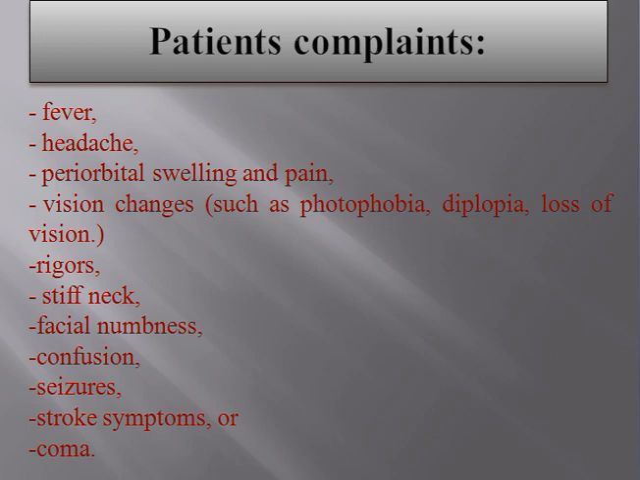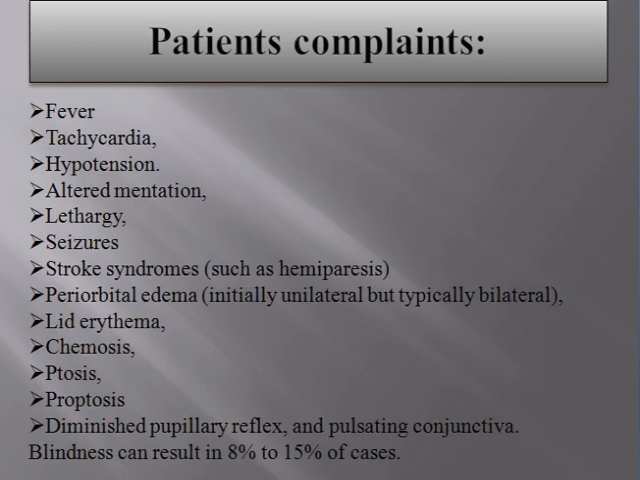Vital signs may reveal fever, sometimes in a picket fence pattern characteristic of septic thrombophlebitis, tachycardia, or hypertension. Neurologic findings such as altered mentation, lethargy, or obtundation are not unusual. Seizures or stroke syndromes such as hemiparesis are rare. Eye findings are nearly universal, and are seen in more than 90% of cases.